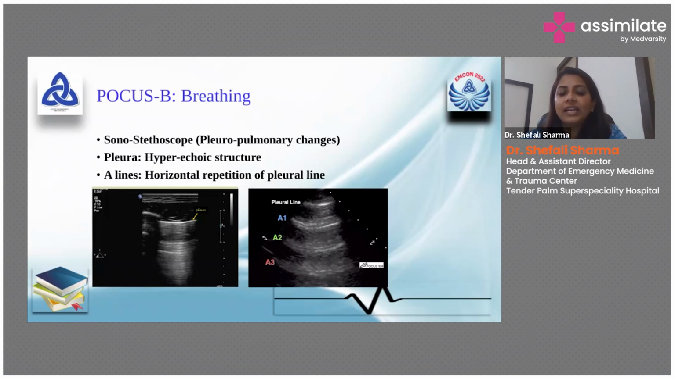And then what are the A lines and B lines? A lines are the horizontal repetition of pleural lines. In the second video, you can see where it has been marked as A1, A2, A3. The first one is the pleural line, and then you get a reverberation artifact, which is called A lines. And this is the horizontal repetition of the pleural line.